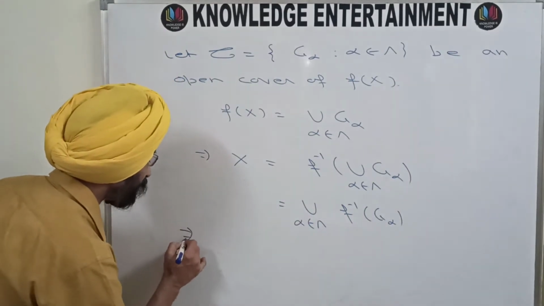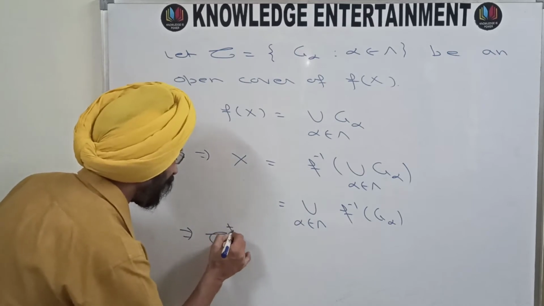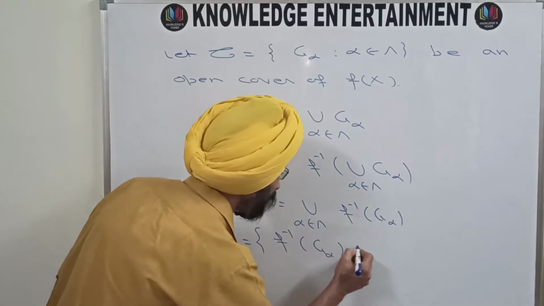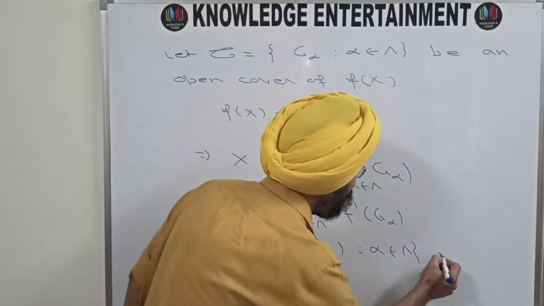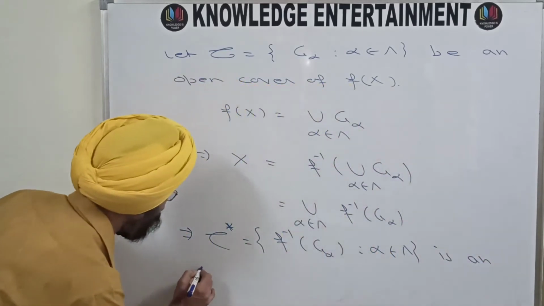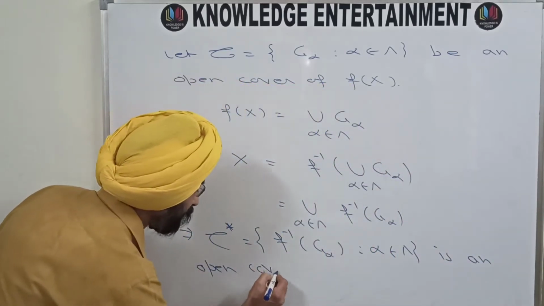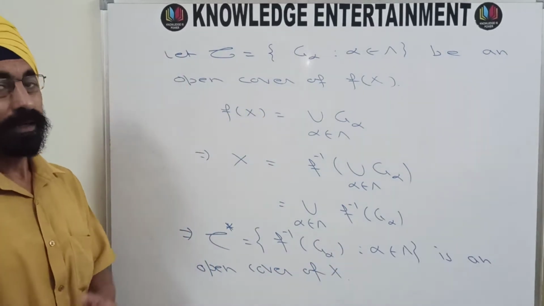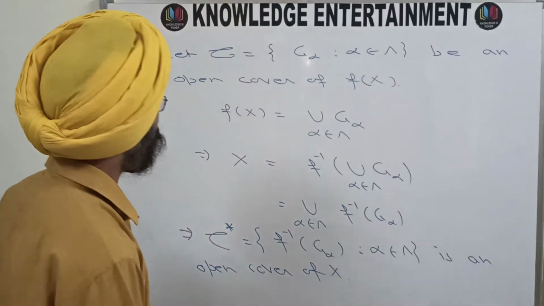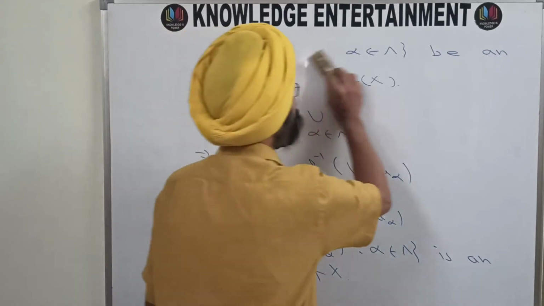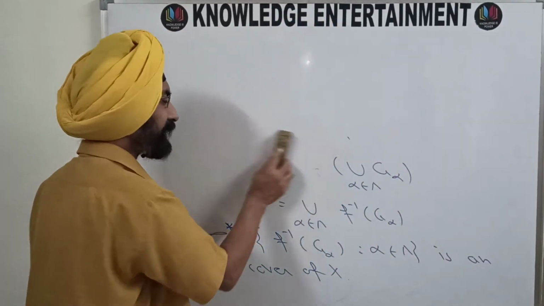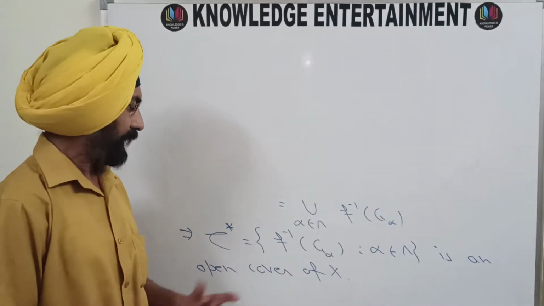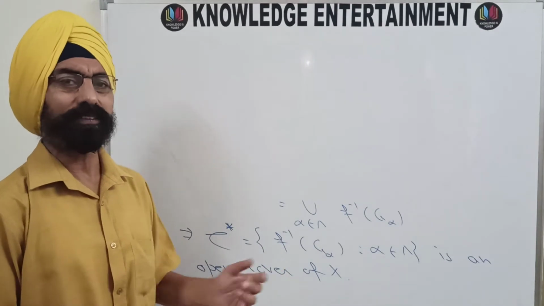So this means C star, the collection of all these sets f inverse G_α, where α belongs to that particular family Λ, is an open cover of X. This is an open cover of X, but X is given to be compact. So if X is compact, by definition of compactness, every open cover of X must have a finite subcover, and C star is also an open cover of X, so it must have a finite subcover.